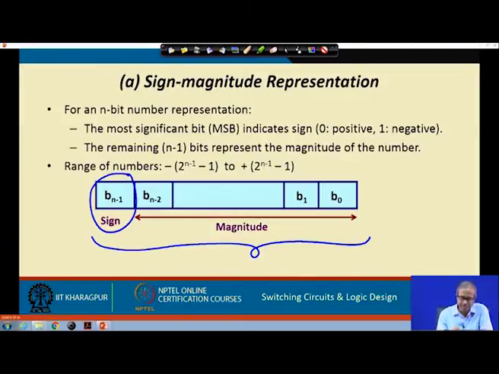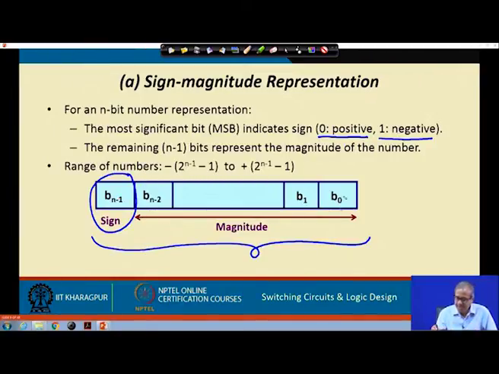So, as a matter of convention we can follow this. In this sign, 0 means the number is positive, 1 means the number is negative. So, the most significant bit or MSB in short it is called, it represents the sign which can be 0 or 1, 0 is positive, 1 is negative.